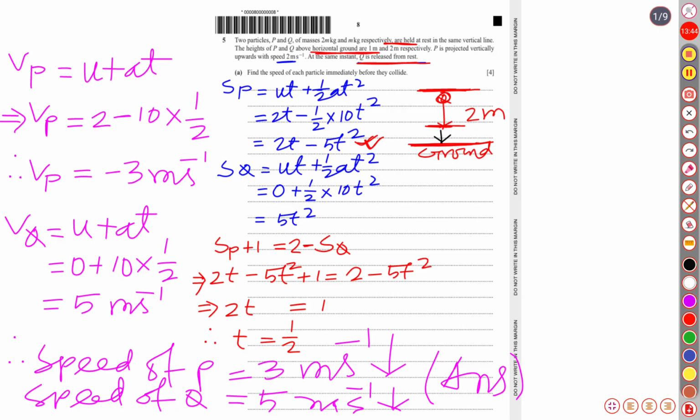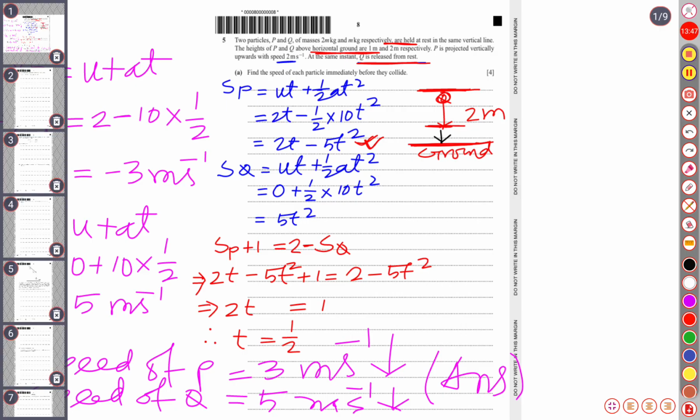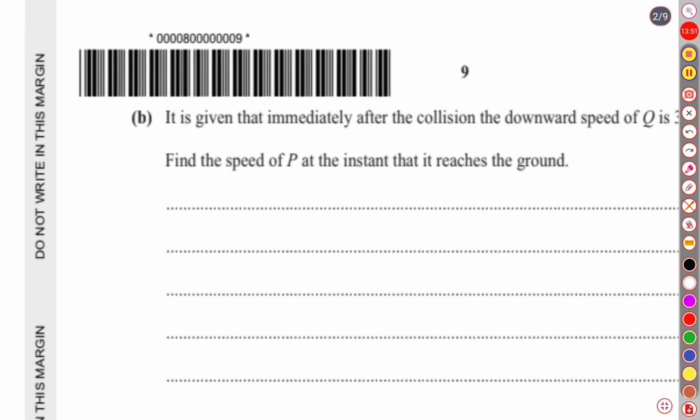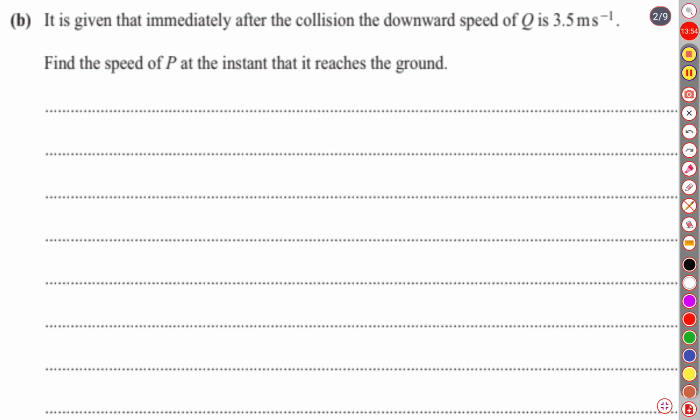The next part is on the next page. It says, it is given that immediately after the collision, the downward speed of q is 3.5 meter per second. Find the speed of p at the instant that it reaches the ground. Since the question asked for the speed of p, it is all about p.